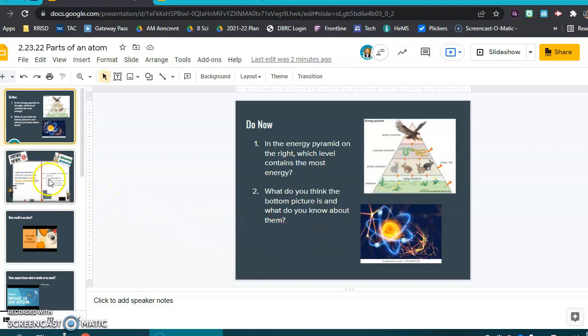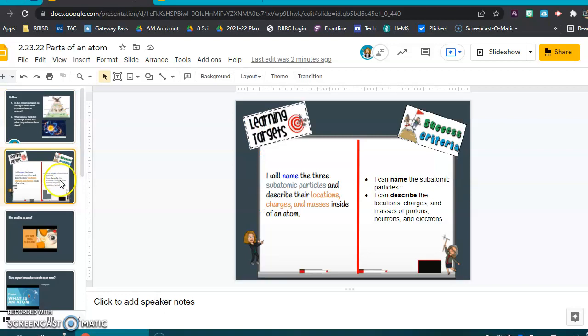So let's take a look at today. Today I will name three subatomic particles and describe their locations, charges, and masses inside of an atom. I can name the subatomic particles, and I can describe the locations, charges, and masses of protons, neutrons, and electrons.